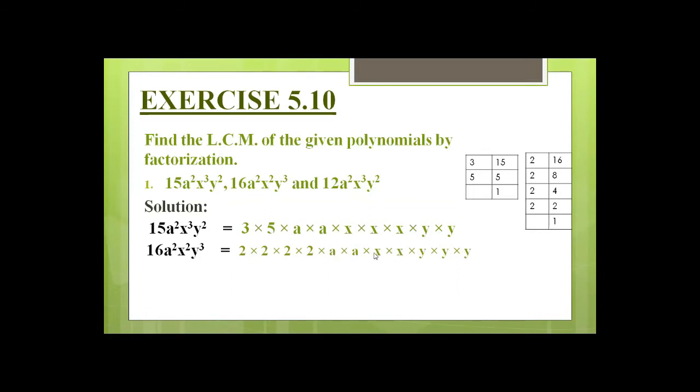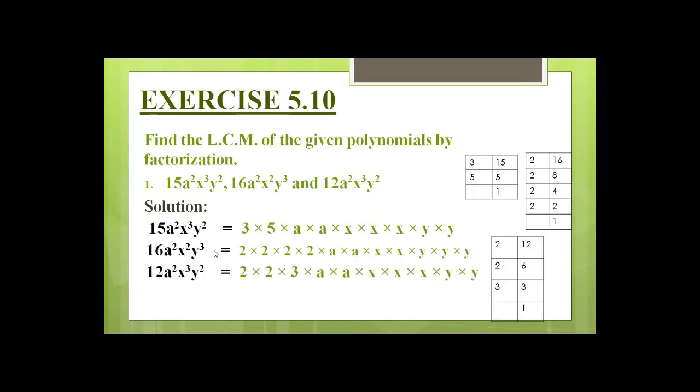X square, you will write x 2 times. And here is y cube, so you will write y 3 times. 1, 2, 3.